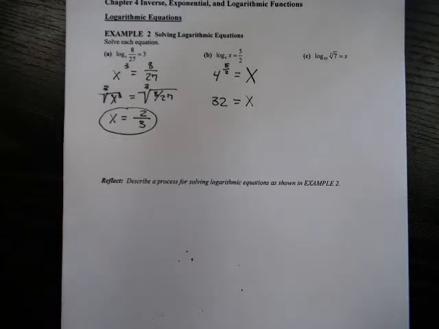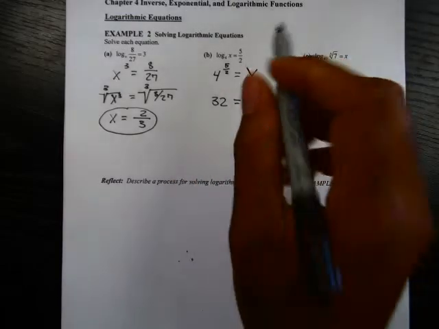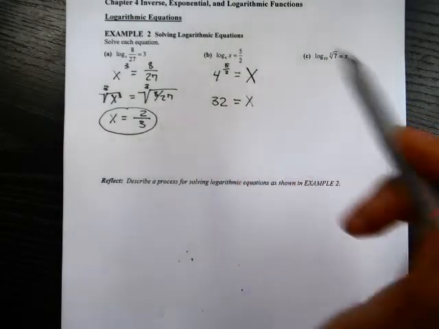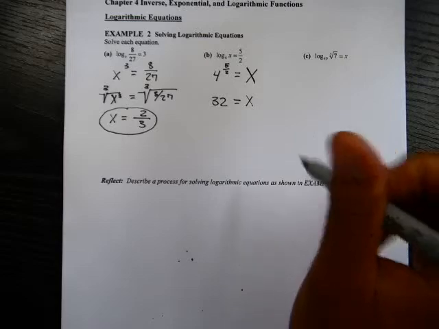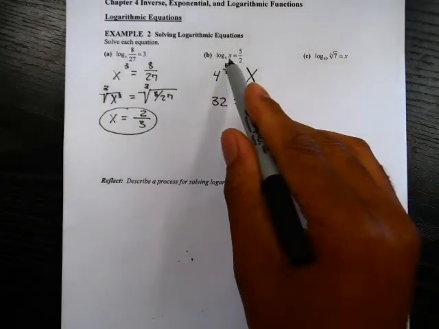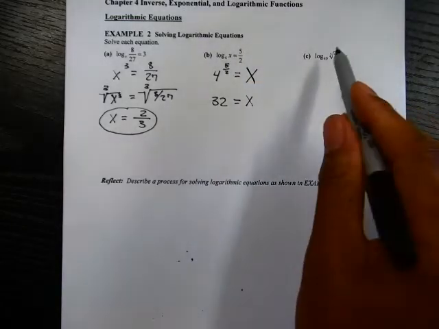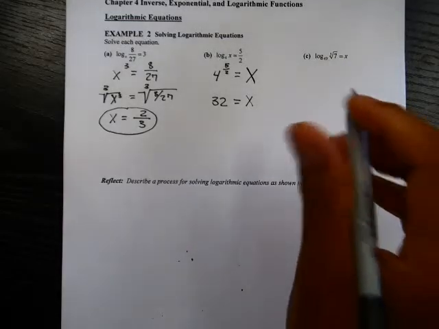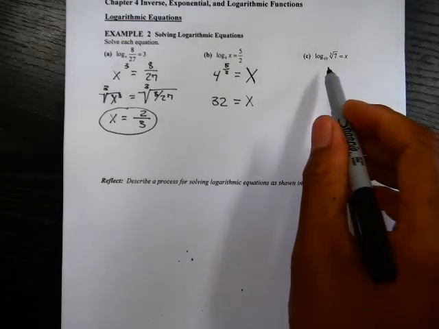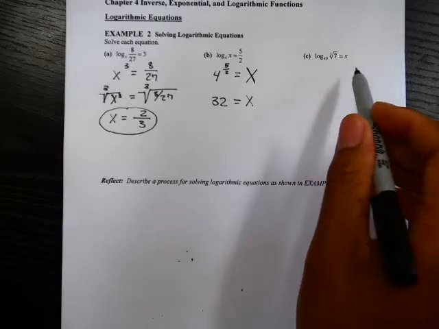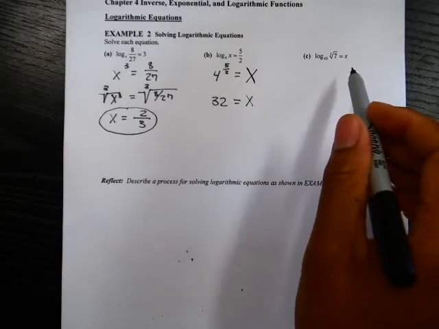I'm going to take the positive side of that, which is the positive 32, because of where that x is coming from. It's coming from the index of that logarithm, and that can only be positive. If we look at C, I have log base 49 of the cube root of 7 is equal to x.